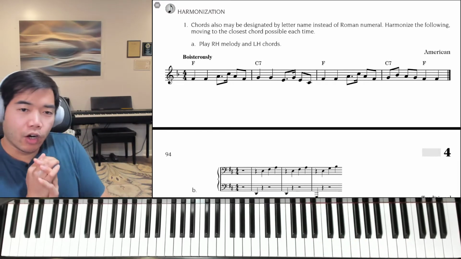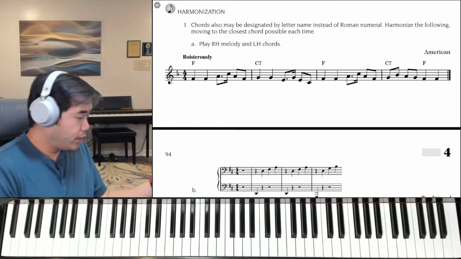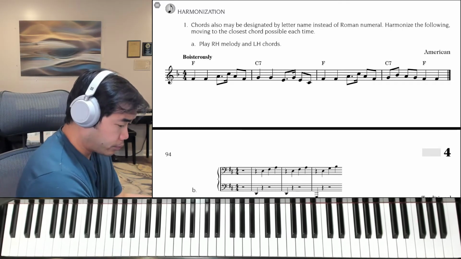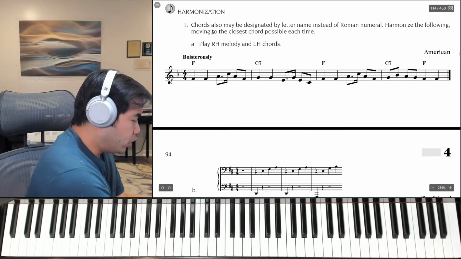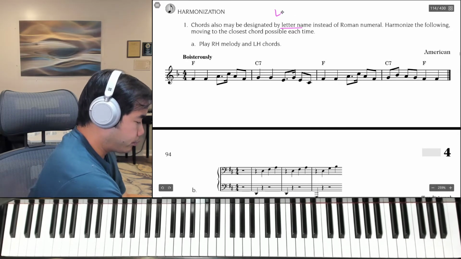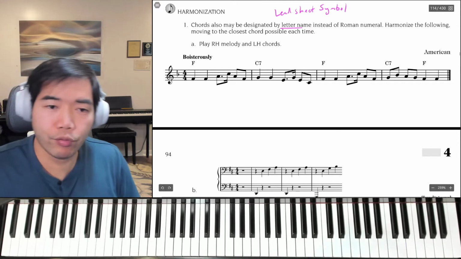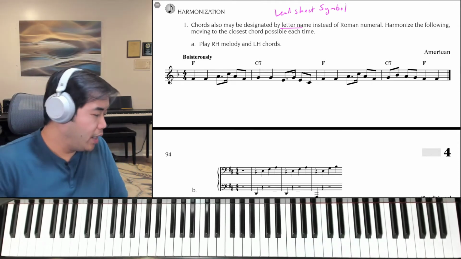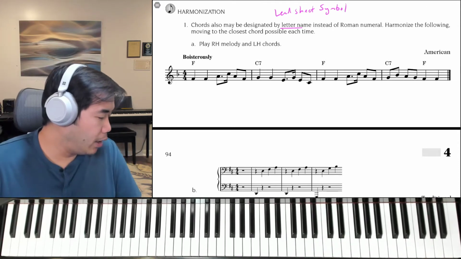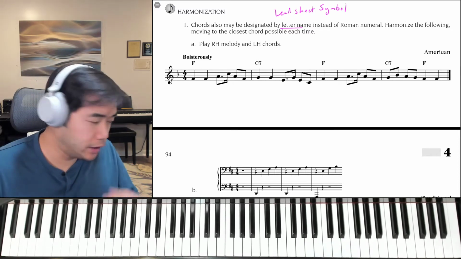All right, so let's take a look at the harmonization from chapter 4. Let's look at example number 1 here. Okay. So first of all, it's telling us that chords may be designated by letter name, what I like to call lead sheet symbol, because that's what it's commonly referred to, lead sheet symbol, instead of Roman numeral. I like to do both. So we've been doing both. Let's continue to do both.